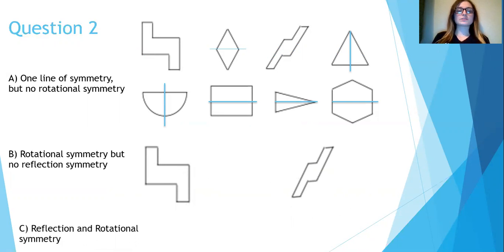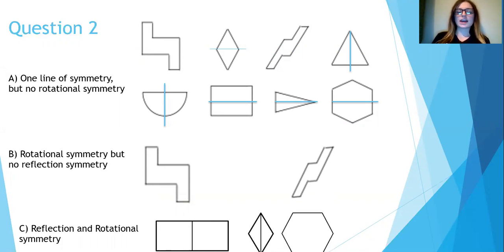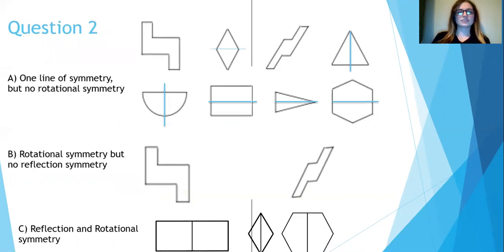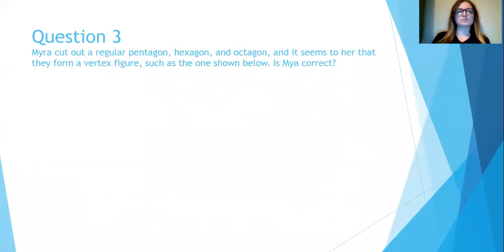Now for C, we have to figure out which shapes have reflection symmetry and rotational symmetry. So the rectangle has reflection and rotational symmetry because it has one line of symmetry and it can be reflected and folded over, and it can also be rotated 180 degrees and look like the same shape. The same goes for the diamond and for our hexagon. Now let's go to question 3.